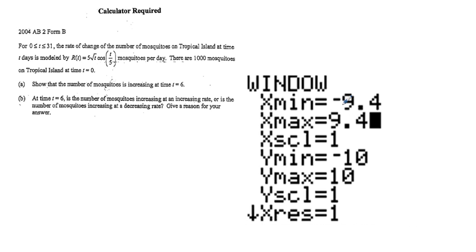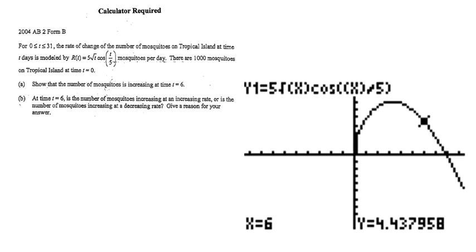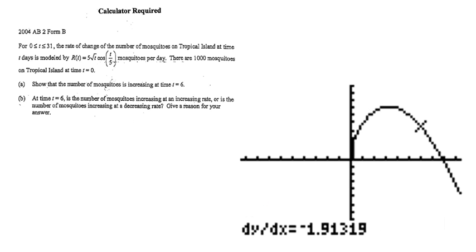To get exactly 6, we need to set a friendly window. If you go to window and set x min and x max instead from negative 10 to positive 10, the calculator has 94 pixels left to right, so we can match up the pixels with the keystrokes by setting x min and x max at negative 9.4 and 9.4 respectively. Then we can enter exactly 6 in second trace, and we get negative 1.91, which is what we got earlier. Anyway, that's answers A and B.